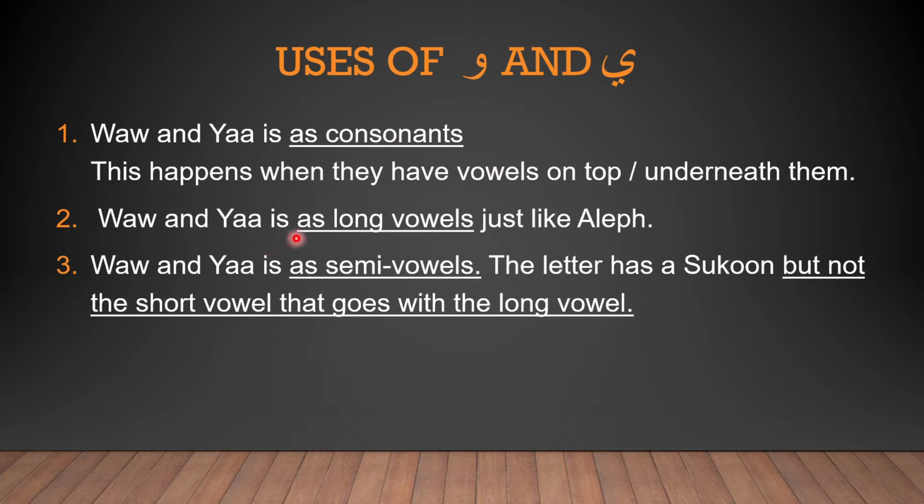Next, Waw and Ya are used as long vowels, just like Alif. So you have learned about Alif, right? Like how it elongates Fatha, just like that, Waw and Ya elongate the Dhamma and the Kasra respectively.